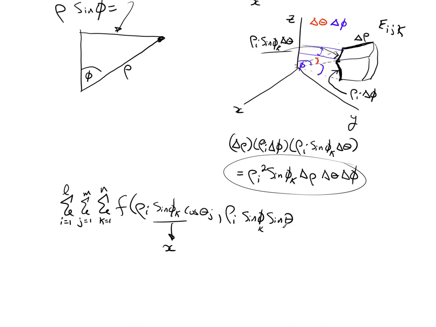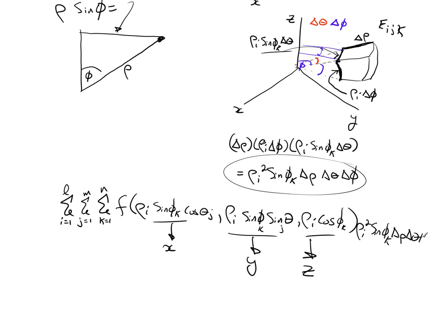And then z is rho_i cosine phi_k. Again, that's x. This is actually just y. And this is actually just z. And then all this could be multiplied down here. So I'm going to need my rho_i squared sine phi_k delta rho delta theta delta phi.